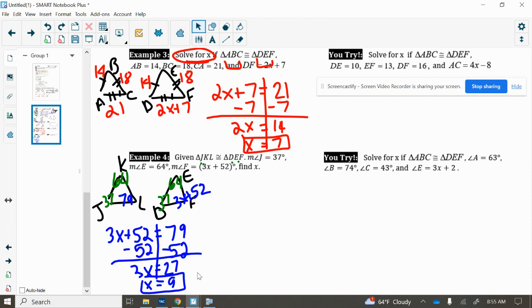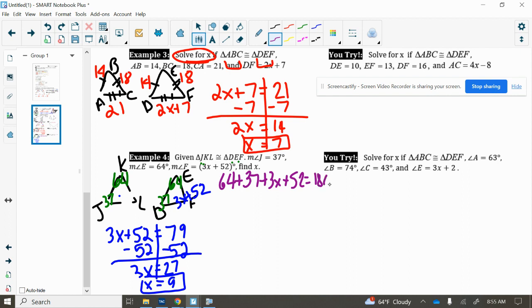Now option two, which also could work: let's say you didn't figure out what this missing measure was. Let's say you didn't find that that was 79, but you do know that these have to add up to equal 180. So you could take 64 plus 37 plus 3x plus 52, because we know all three of those angles need to add up to equal 180. So condense first, 64 plus 37 plus 52. You would have 3x plus 153.